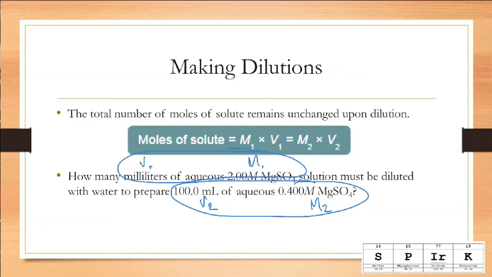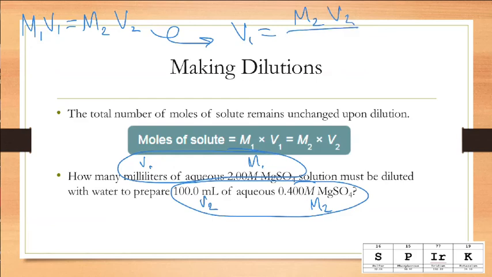So we set this up. We set up M1V1 equals M2V2, and we're solving for V1. So we're going to rearrange this. V1 equals M2V2 over M1.